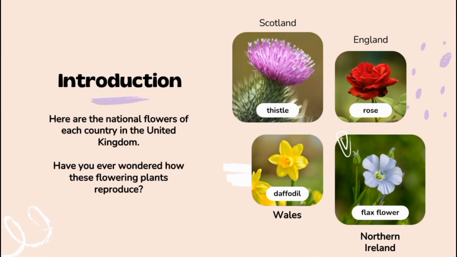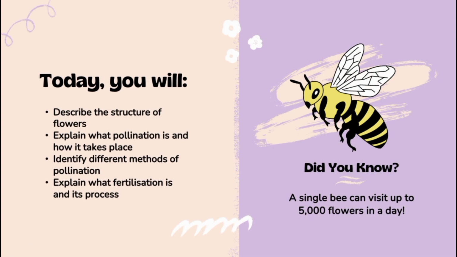So here is the introduction. Here are some national flowers of each country in the United Nations. Have you ever wondered how these flowering plants reproduce? So yes, today in this video you will be able to learn about the structure of flowers, what pollination is and how it takes place, other methods of pollination, and what fertilization is and its process.